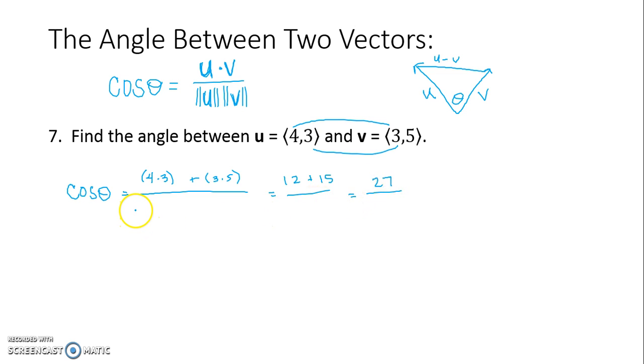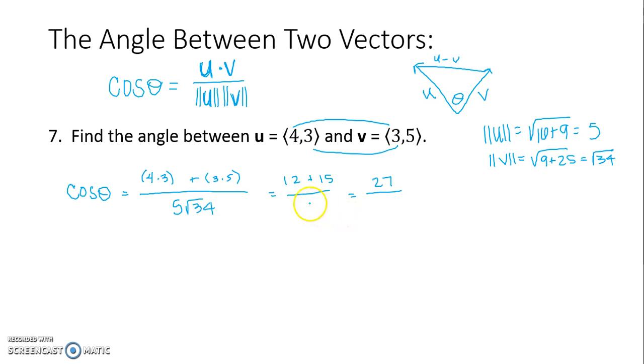For the denominator, I need to do my magnitude for each one. If you want to, do that off to the side, or do it right here, but the magnitude for u is the square root of 4 squared plus 3 squared, so 16 plus 9, which would be 25. Oh, that's just 5. Magnitude for v is going to be the square root of 3 squared plus 5 squared, so radical 34, which I can't simplify. So this is just 5 radical 34.